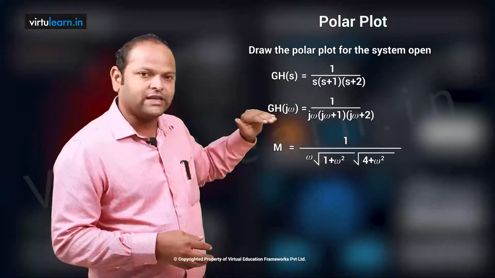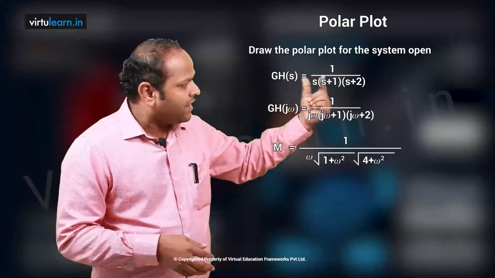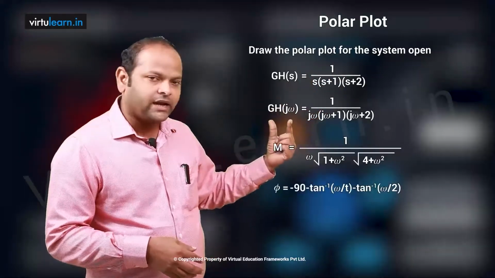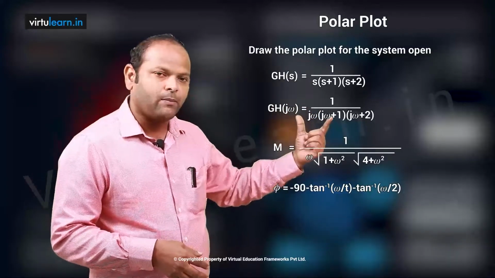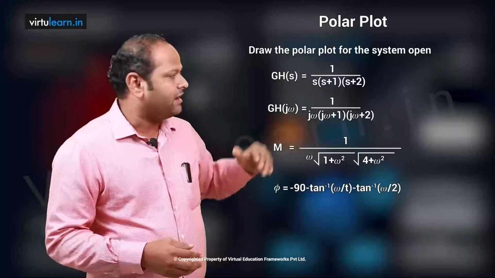Then what will be the phase angle? Phase angle: numerator is constant, therefore 0. Then denominator for 1 by j omega it is minus 90, then minus tan inverse omega, minus tan inverse omega by 2. So these are the magnitude and phase angle expressions.